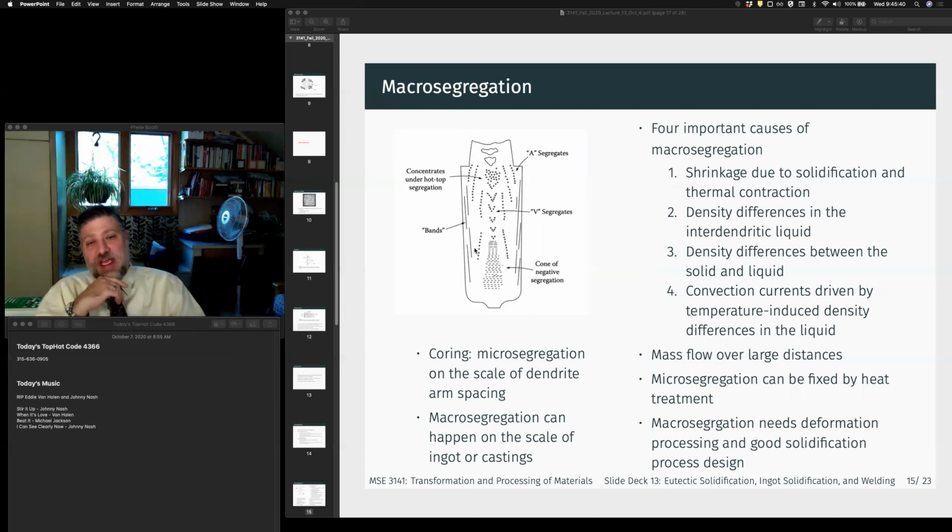In large ingots, we also have regions of macro segregation. So we talked about coring, which is microsegregation on the scale of the dendrite arm spacings. Macro segregation happens on the scale of ingots or castings, right? And this is due to shrinkage due to solidification. As we solidify, we have solute rejected to the liquid.